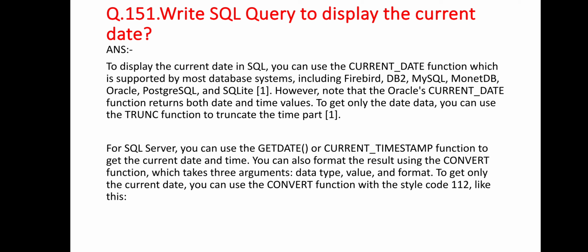To display the current date in SQL, you can use the CURRENT_DATE function, which is supported by most database systems including Firebird, DB2, MySQL, MongoDB, Oracle, PostgreSQL, and SQLite. However, note that Oracle's CURRENT_DATE function returns both date and time values. To get only the date, you can use the TRUNC function to truncate the time part.